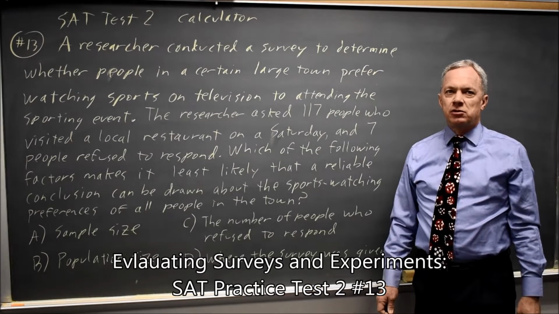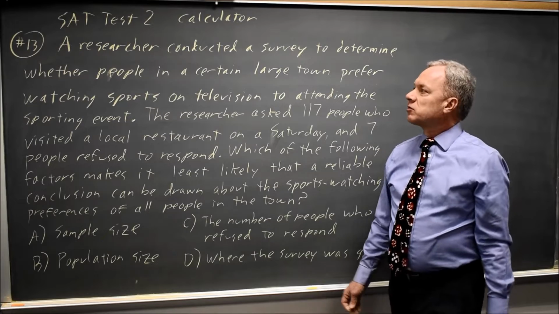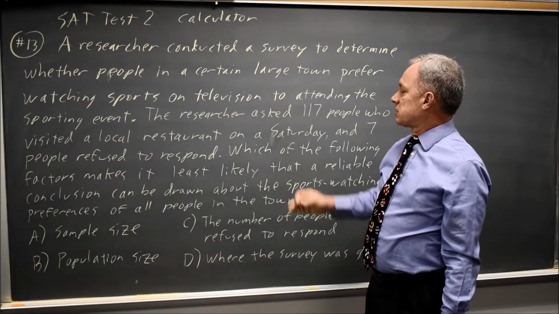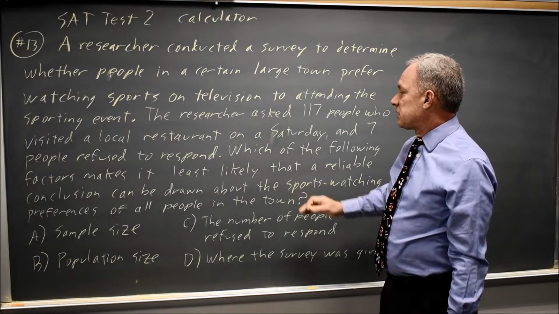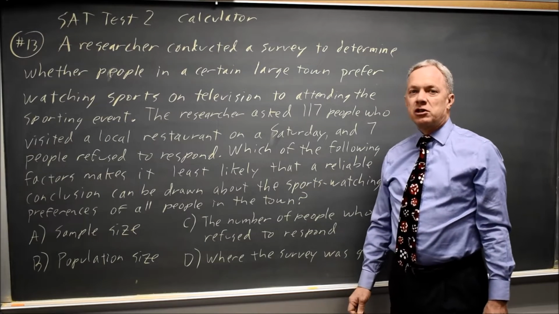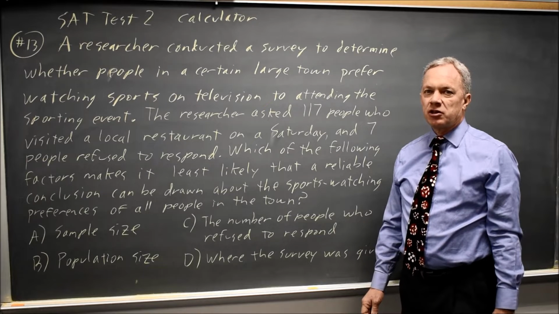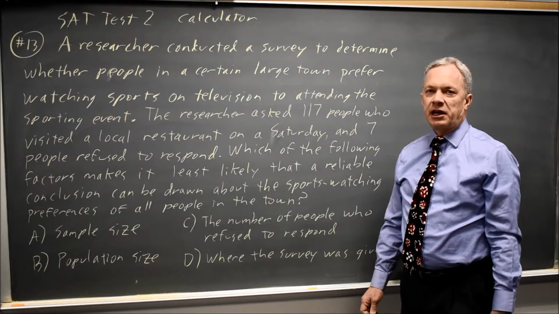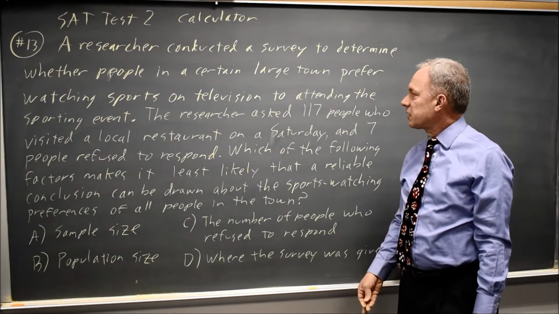SAT Test 2, Calculator Section, question number 13. It describes a survey and asks which factor makes it least likely that a reliable conclusion can be drawn. You need to read these questions very carefully, although often the answer to the flaw in a survey is some bias in obtaining the sample.